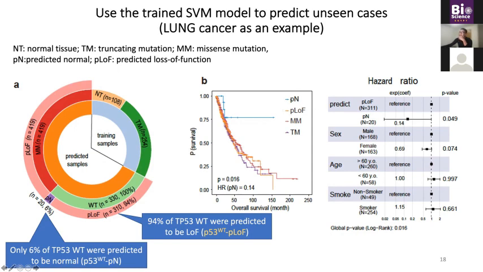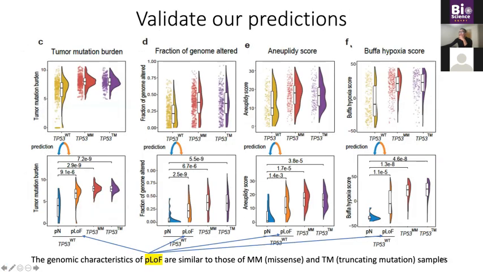However, if you combine the predicted normal and predicted loss of function, you cannot see this trend, because this case is much smaller. So we can validate our prediction from another angle. The upper panel shows the original grouping, where we did not predict the P53 status. The bottom panel shows after we divided the wild-type patients into two groups, predicted normal and predicted loss of function.